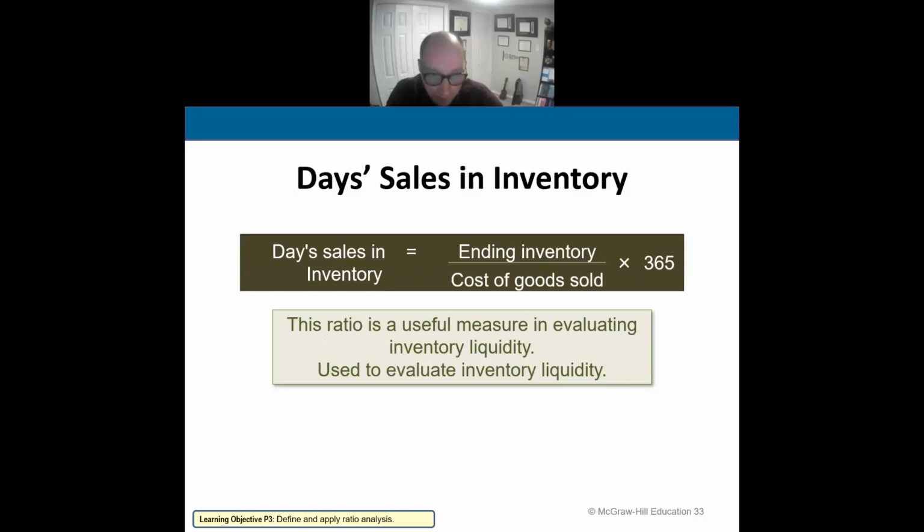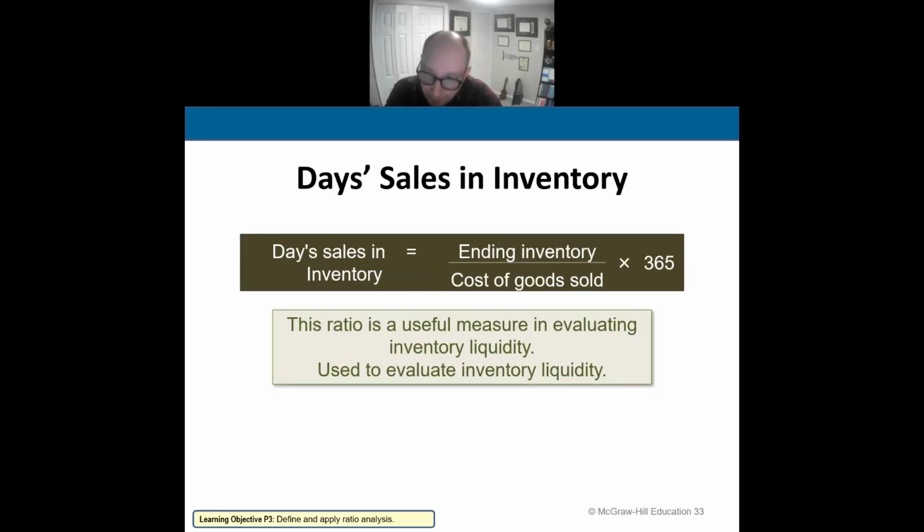Day sales in inventory. This tells me how long my inventory is sitting on the shelves. For those of you in retail, this is a really good measurement, because so often you'll go to work and be walking through the retail store and say, "Man, I wonder how long that's been sitting there." Day sales in inventory is a very quick and easy way to figure it out.